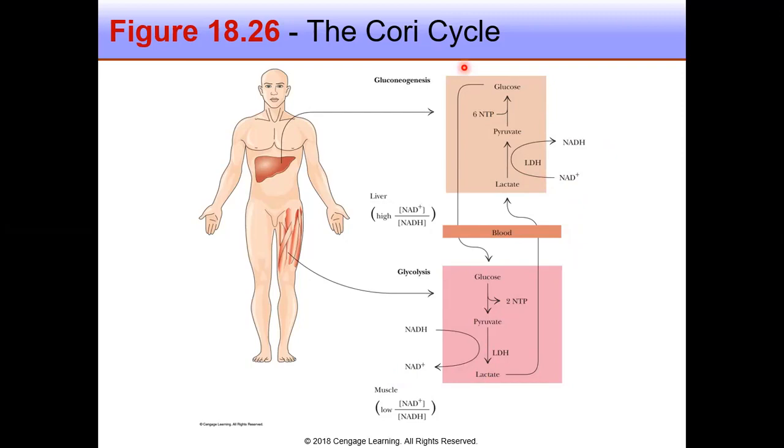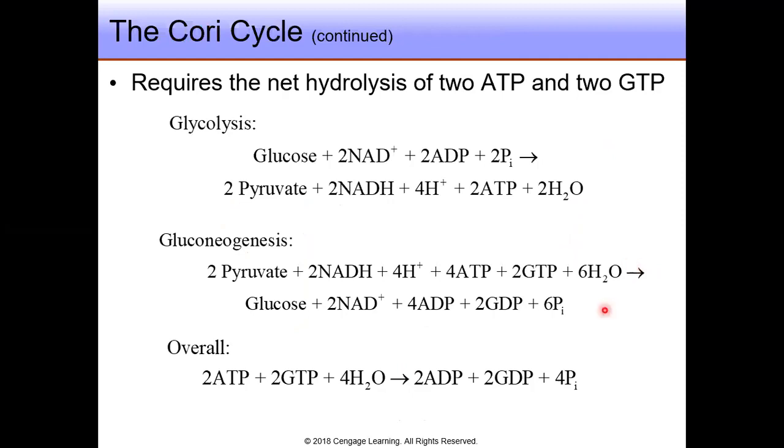Now, if we look at the two processes together, we notice that in glycolysis, glucose is converted to 2 pyruvate plus 2 NADH plus a net of 2 ATP. In gluconeogenesis, 2 pyruvate plus 2 NADH plus 4 ATP plus 2 GTP synthesize 1 glucose. If we add them together, overall 2 ATP plus 2 GTP are hydrolyzed. So, the hydrolysis of both ATP and GTP is the price of increased simultaneous control of the two opposing processes.